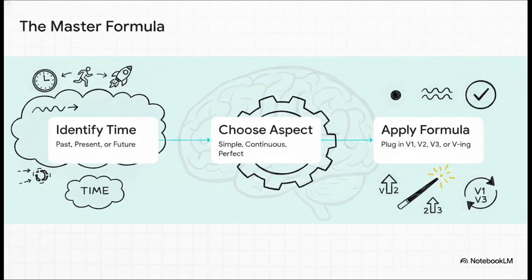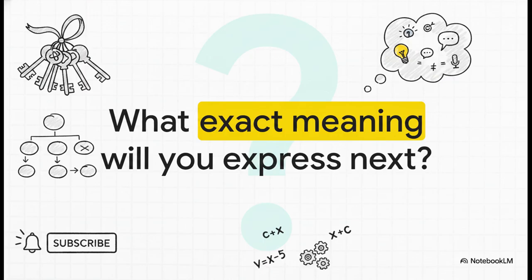Step 1, identify the universal time. Is your action in the past, present, or future? Step 2, choose the aspect. Is it a simple fact, an ongoing continuous action, or a perfect completed sequence? And step 3, apply the formula. Plug in V1, V2, V3, or VING. If you can follow those 3 simple steps, you have the superpower to express absolutely any action at any time with perfect clarity. You now hold the master key to all 12 English tenses. The mechanics are yours. So, the only question left for you is, what exact meaning will you express next?